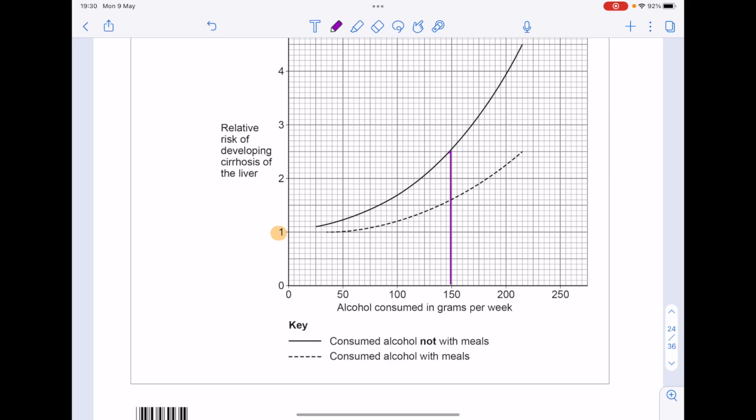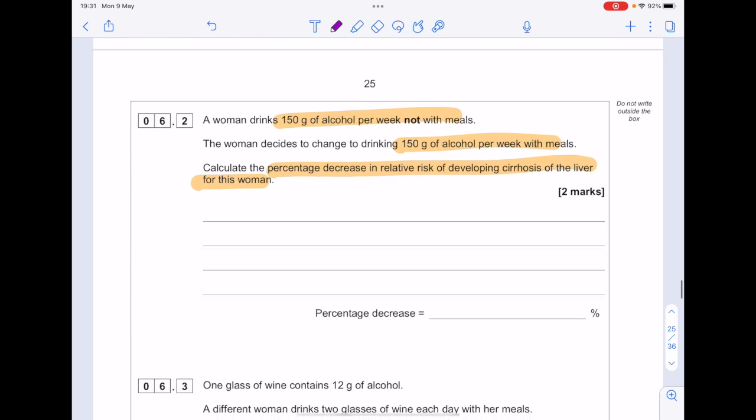That's important. Let's read off here and here. So this is no meal, so that's going to be worse for you. This is with a meal. What are these two numbers on the x-axis? On the y-axis, 2.5 versus 1.6.